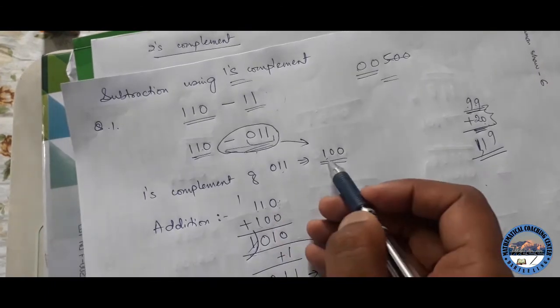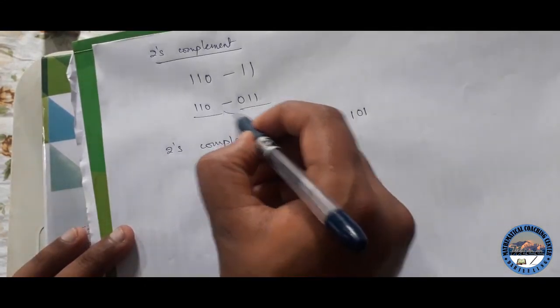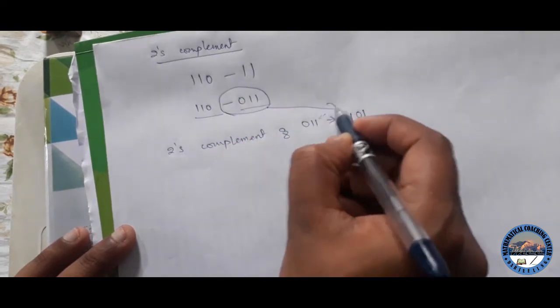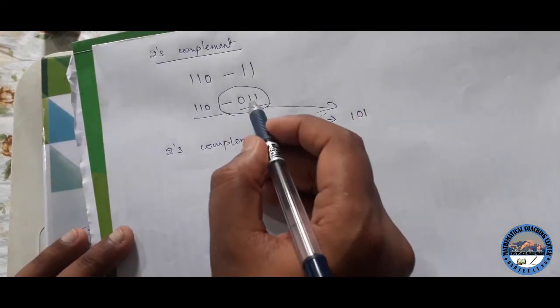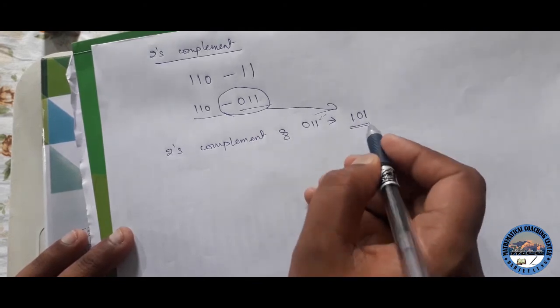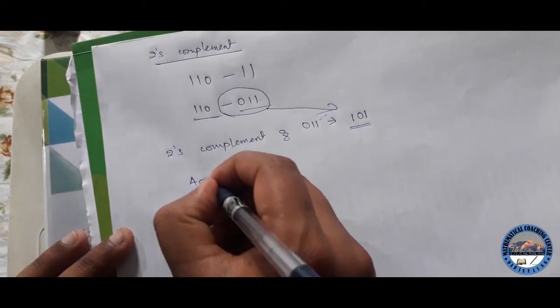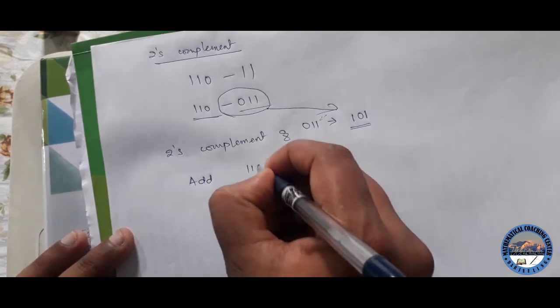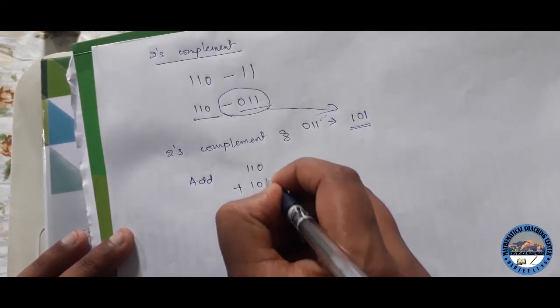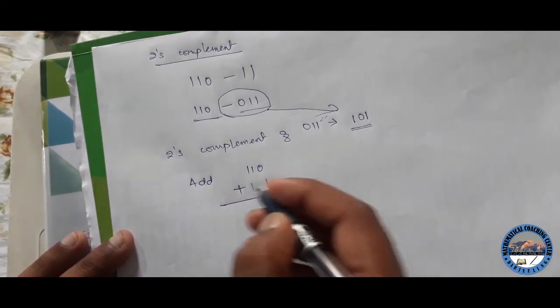So this was the 1's complement: 1, 0, 0 was the 1's complement. 1, 0, 1 is the 2's complement of the negative number. Now minus 0, 1, 1 will be represented as this one. Now we have two numbers, 1, 0, 1 and 1, 1, 0. Now we can add these two numbers: 1, 1, 0 plus 1, 0, 1. So by adding only we are performing subtraction.